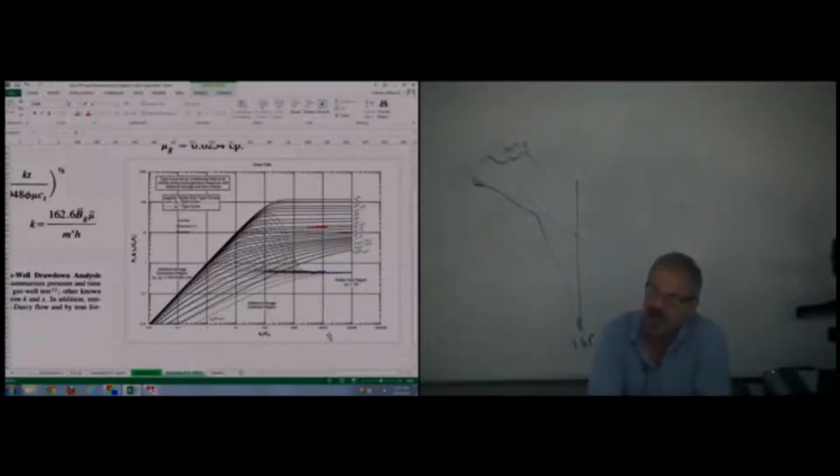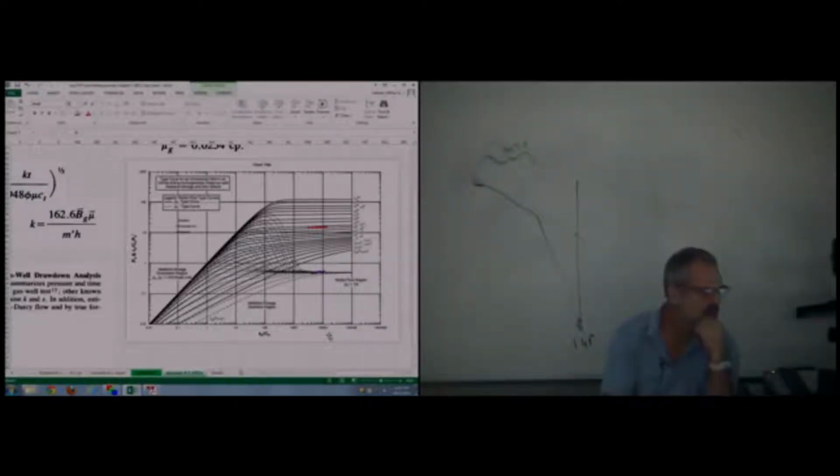I want to do one other problem, but I want to kind of introduce us to type curves. So here's a skin storage type curve, and let's just talk about this. This is our data. I may or may not have us do this. I may come back to this problem and have us finish it up. It's not of great interest.